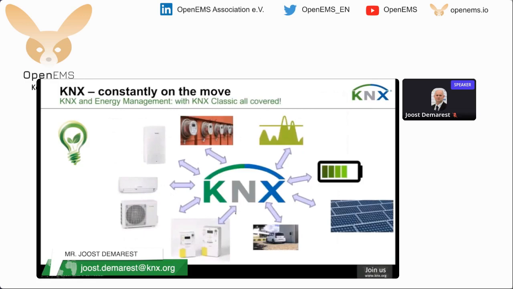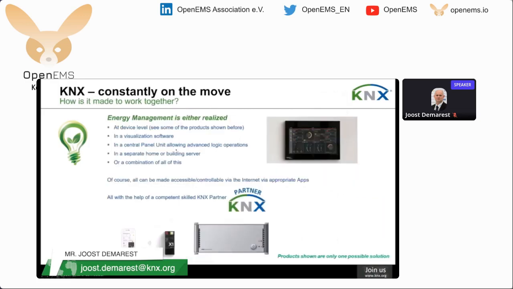So on one slide, all these applications put together. With KNX Classic, you can already cover a lot of energy management applications: sub-metering, peak shaving, batteries or storage systems, PV systems, e-charging, smart meter, heat pumps, and traditional HVAC applications.